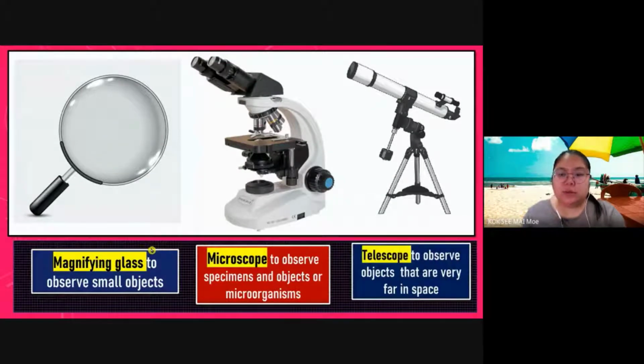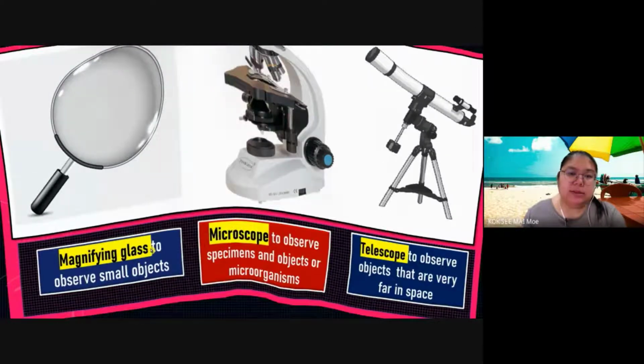The telescope is the last one. We need to observe objects that are very far away in space, so this one we call the telescope. These three things are also related to what we learned yesterday: there's a lens. They are all using lenses. Okay, let's see the first one.